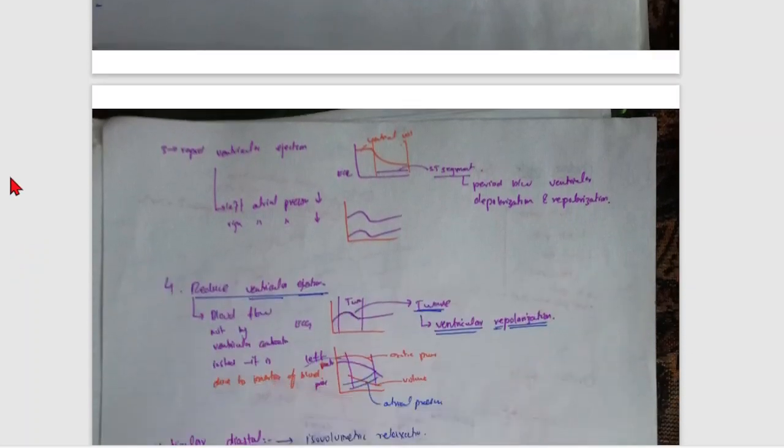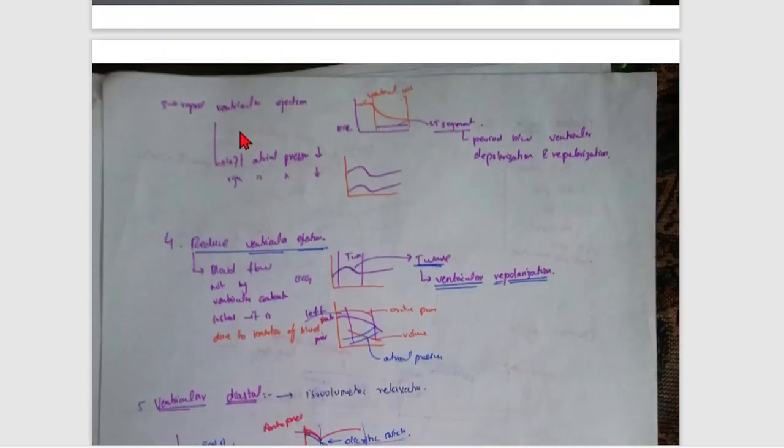Now at the rapid ventricular ejection, what will happen? The pressure is so much increased. Now the pressure is decreasing, when the blood from the ventricle moves to the aorta. And here is called the ST segment. At the ST segment, ventricular ejection occurs. The period between ventricular depolarization and repolarization is called the ST phase. In the ST phase, rapid ventricular ejection is occurring.